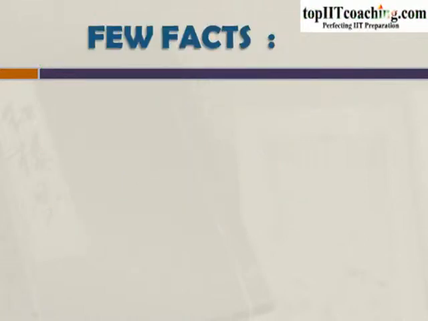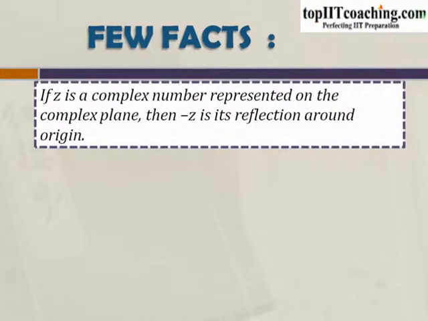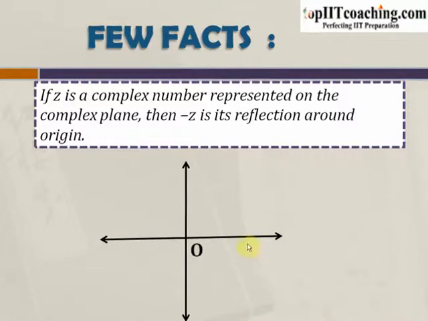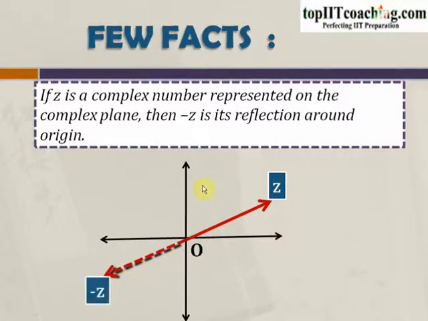Now let's see some of the very important facts. If z is a complex number represented on the complex plane, then minus z is its reflection around origin. We have already seen that minus z is nothing but the reflection of z about the origin. Let us say that this is the Argand plane in which this represents the origin. We draw a complex number z, then minus z would be the reflection of this complex number about the origin. Therefore, this becomes minus z. Thus, in the Argand plane, minus z is the reflection of z about the origin.